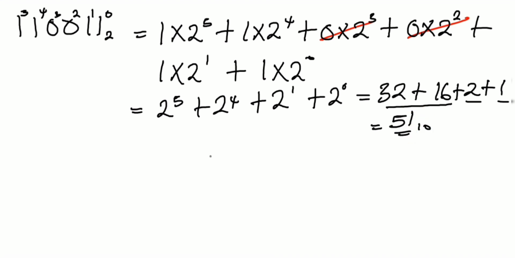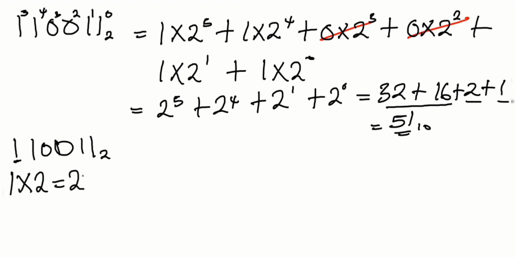So let's try solving using the next method. This is 0 1 1 base 2. So we start multiplying from the first one. We have 1 times 2, which is going to give us 2, and then we're going to start adding. 2 plus 1 is 3.